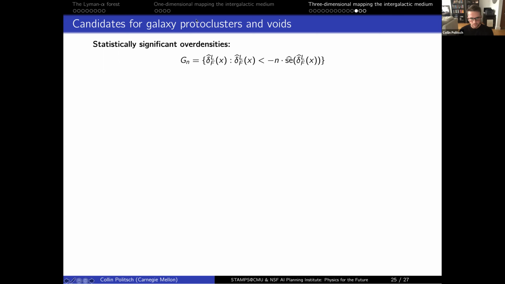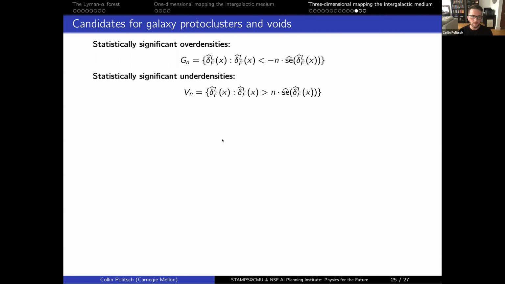And so in particular, we define these level sets of the Lyman alpha three-dimensional Lyman alpha contrast field, letting Gn be the set that is n standard errors below 0, where 0 is the cosmological mean. And so anything that's below 0 is considered an overdensity. And then letting Vn be the level set of the reconstructed field that's n standard errors above 0.